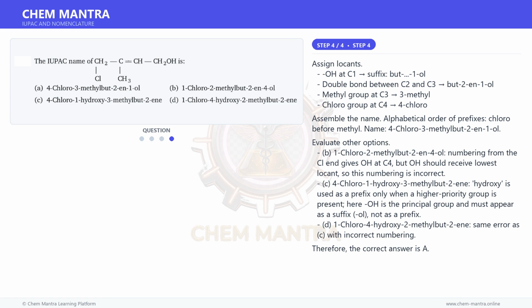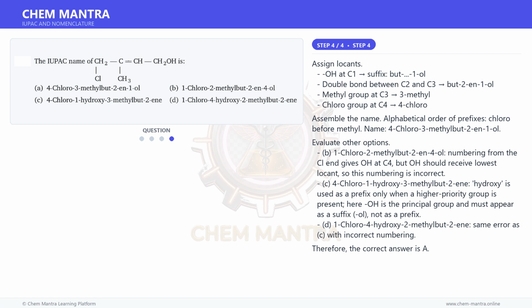Assemble the name. Alphabetical order of prefixes: chloro before methyl. Name: 4-chloro-3-methylbut-2-en-1-ol. Evaluate other options. B: 1-chloro-2-methylbut-2-en-4-ol. Numbering from the Cl end gives OH at C4, but OH should receive the lowest locant, so this numbering is incorrect.